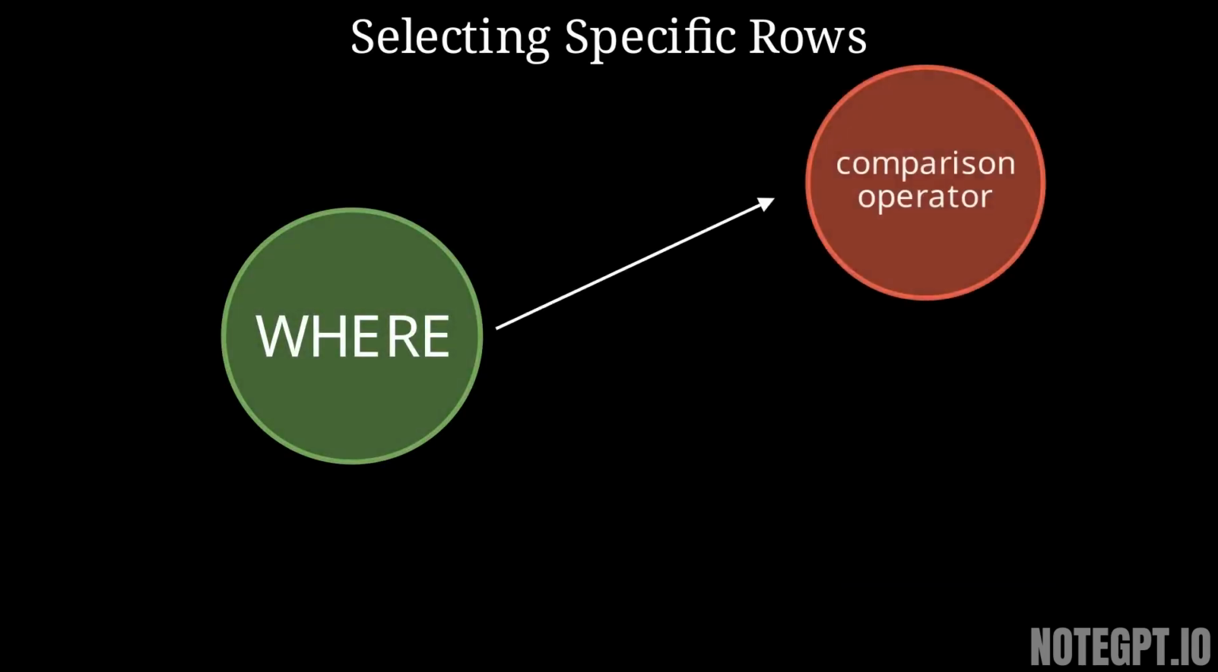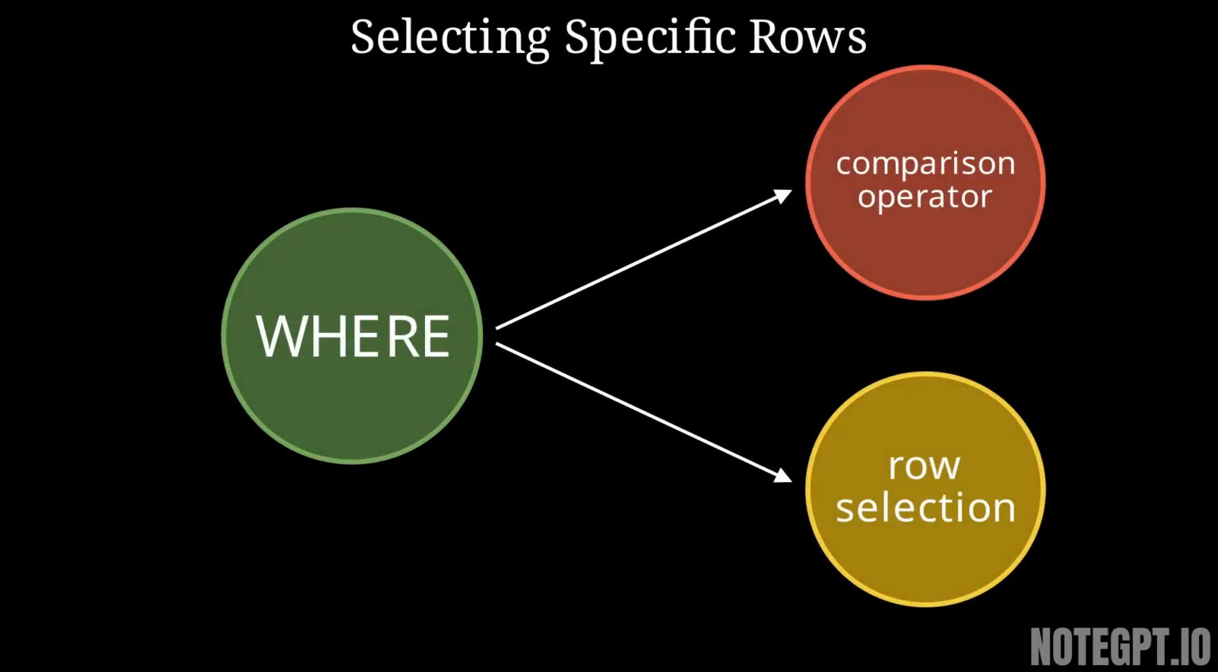Rows are selected based on values using the where clause. Comparisons use operators like equals, greater than, and less than. For example, select * from table_name where column equals value.